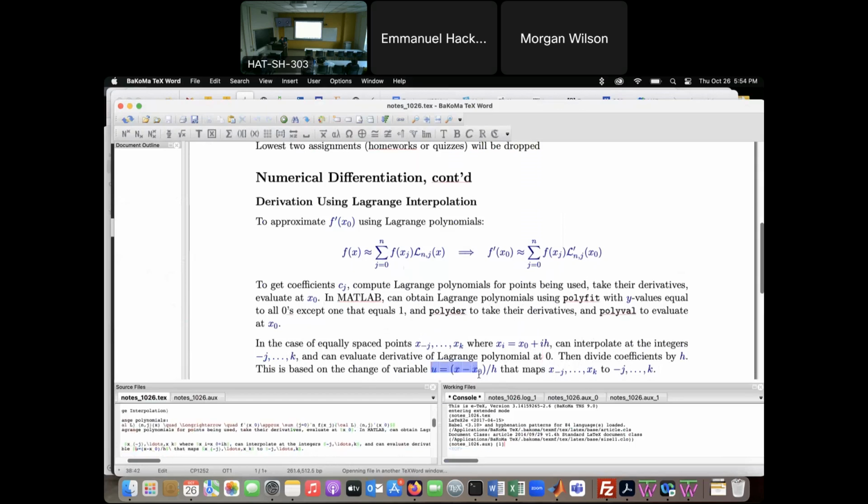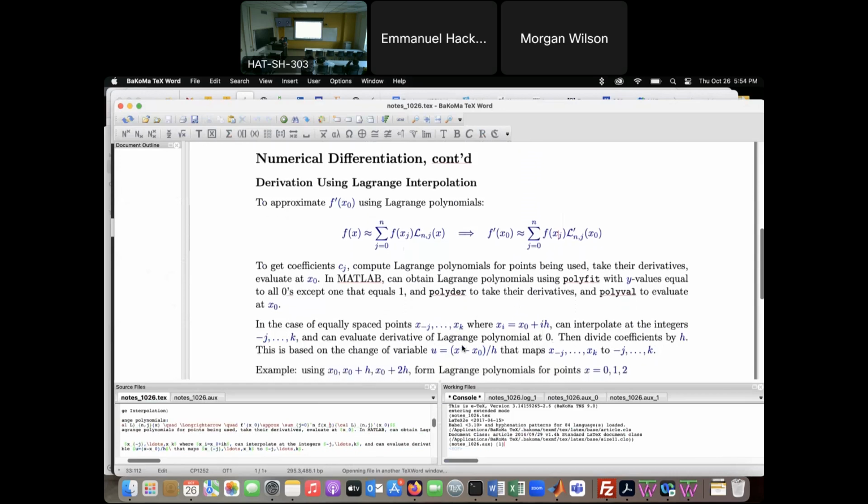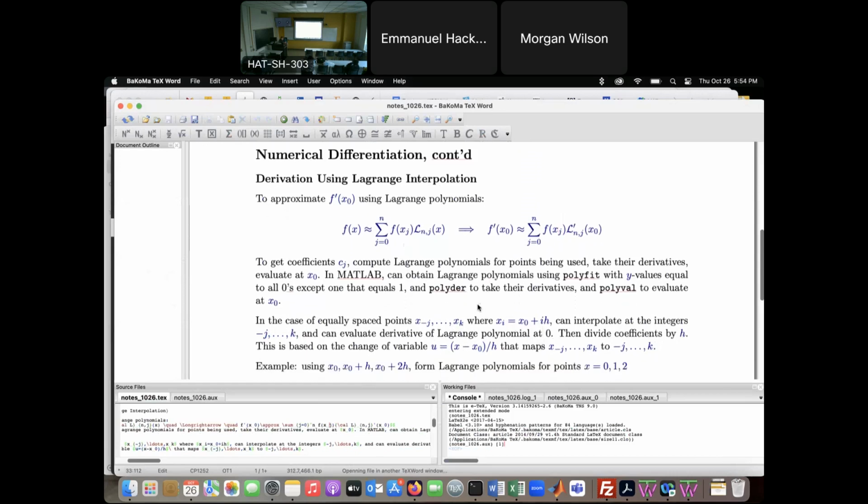This change of variable, u, is defined to be x minus x naught divided by h. So what this does is it maps the original x values that you're plugging into f to the integers minus j to k, in the case where these points are equally spaced. So here's an example of that. I want a finite difference formula using these points. This is an example that was worked through last time, with the Taylor expansion approach.